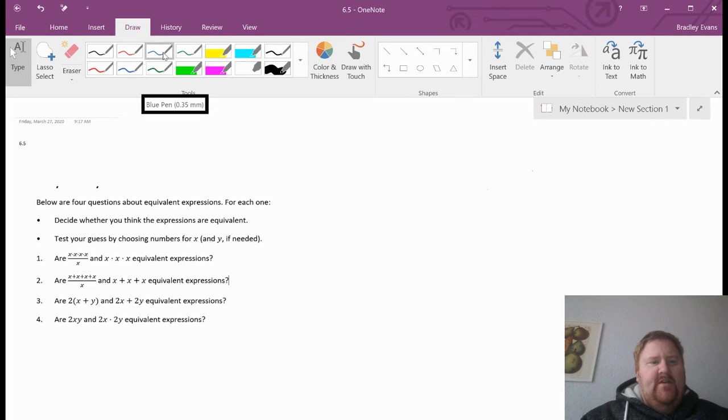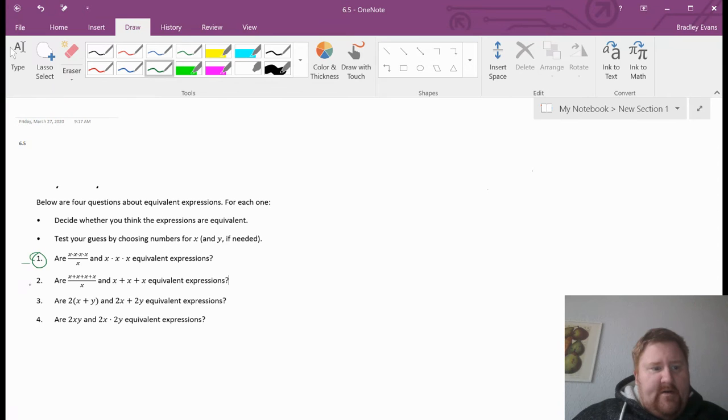If you're here, you've attempted the lesson 6.5 challenge about equivalent expressions. And so I'd like to show you how we could approach this. What we needed to do is determine whether these expressions were going to be equivalent. The way we do that is we do some testing and we do some proof. Okay, so we're going to try question 1 first.